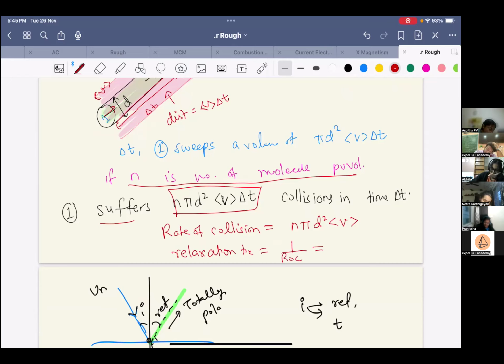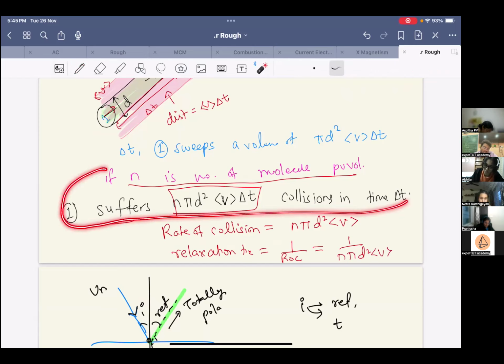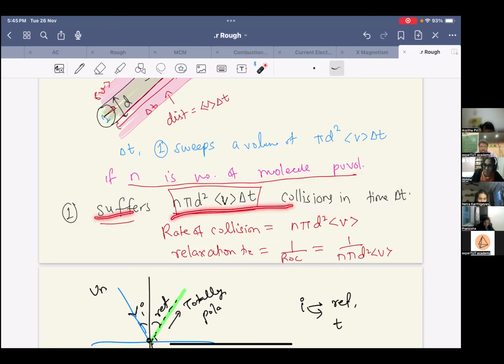So let's say if there are 5 collisions per unit time, then what is the relaxation time? It is 1 by 5. If there are 5 collisions happening in 1 second, then for 0.2 seconds the molecule is not colliding with anything. So relaxation time is 1 by ROC. So it is 1 by n pi d square v. I have not understood this part, so I will explain it later.